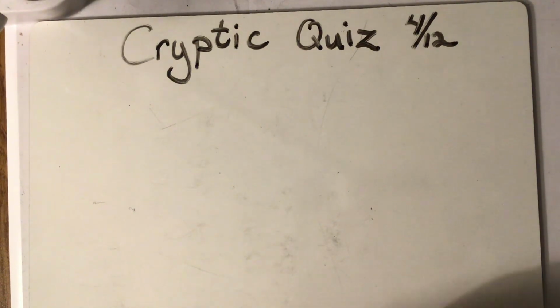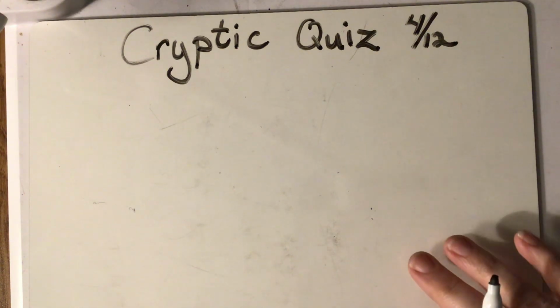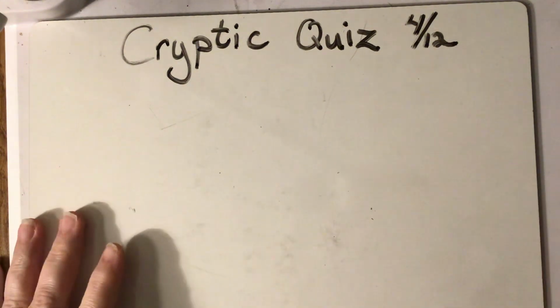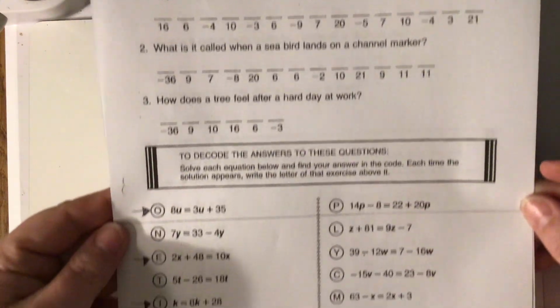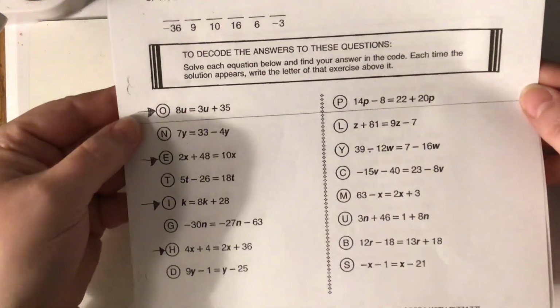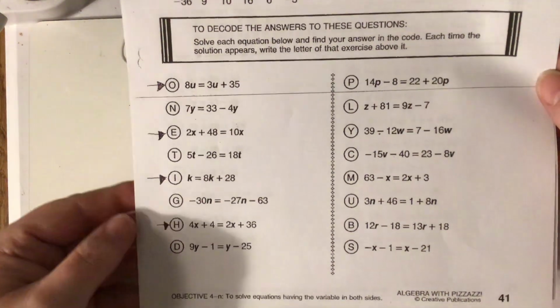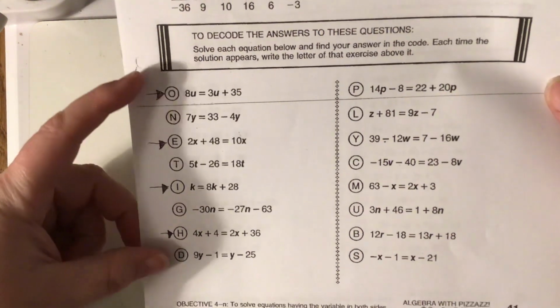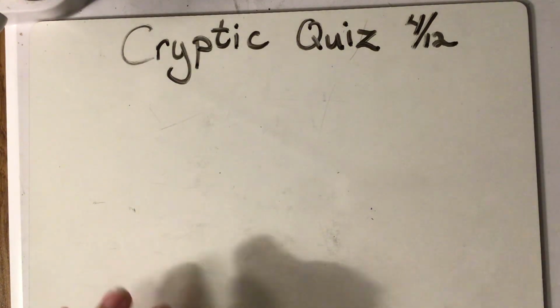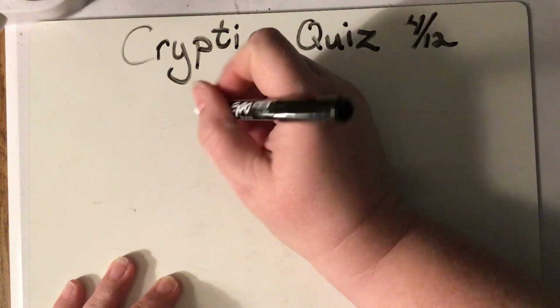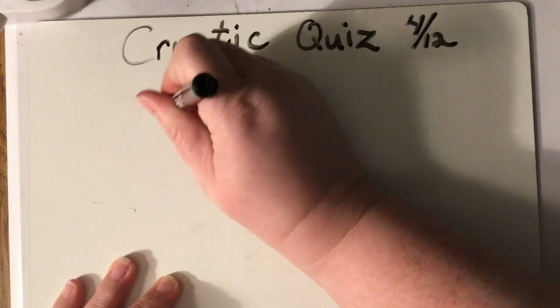Okay, I am here to help you out with your cryptic quiz because I know a lot of us were really struggling with this. So, just a reminder, your cryptic quiz is this guy. And we're going to be doing these 4 problems to start off with. All right, so the first of these is 8. Oh my gosh, I can't even see that.